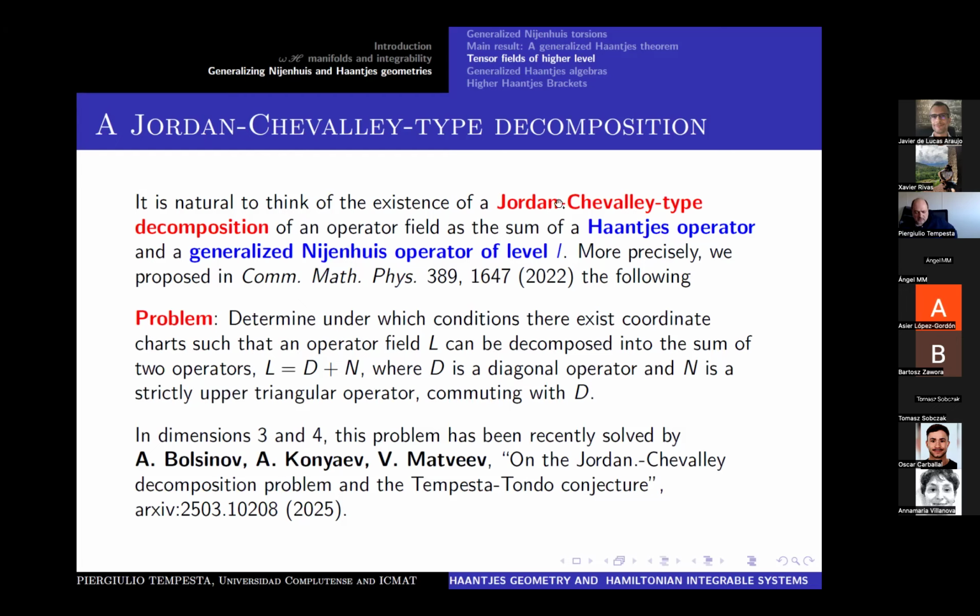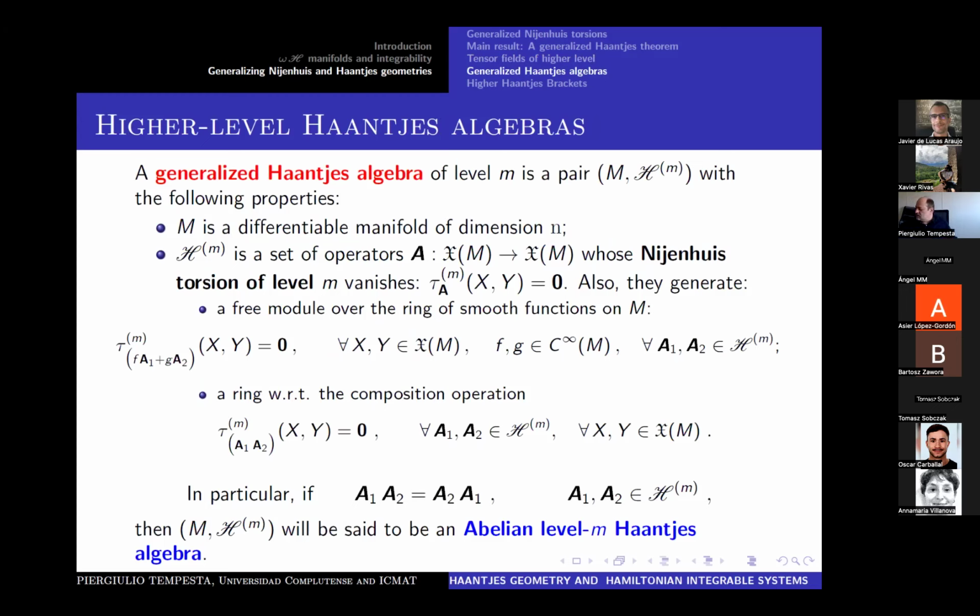But let me just tell you that one can consider the Jordan-Chevalley decomposition of an operator field. So this is an open problem somehow, meaning is it possible to find mathematical or geometric conditions such that there exists a coordinate chart allowing us to write an operator field L as the sum of a diagonal operator and a strictly upper triangular operator. This problem means, in a sense, that L, which is a generic operator, can be decomposed into the sum of a Haantjes operator and a higher-order operator. Because indeed, a strictly triangular operator is essentially an operator with a high-level torsion vanishing. And in dimensions 3 and 4, recently, Bolsinov, Konyaev, and Matveev indeed solved this problem and showed that this can be done. Okay, one can invent higher-level Haantjes algebras exactly as before.